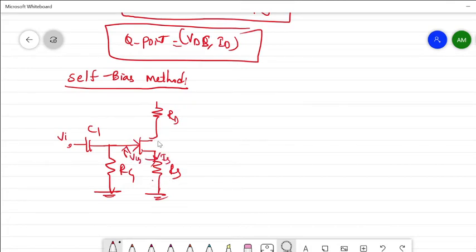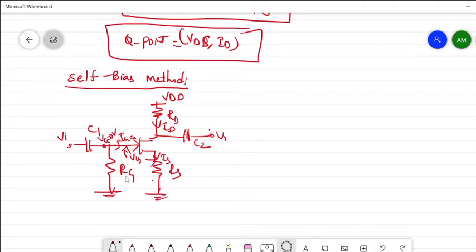Current through this resistor is IS and this one is ID. C2 is the output voltage. These two are coupling capacitors. So here Ig is equal to 0, so voltage across this resistor is also 0. Here the Vg is also 0 volts.